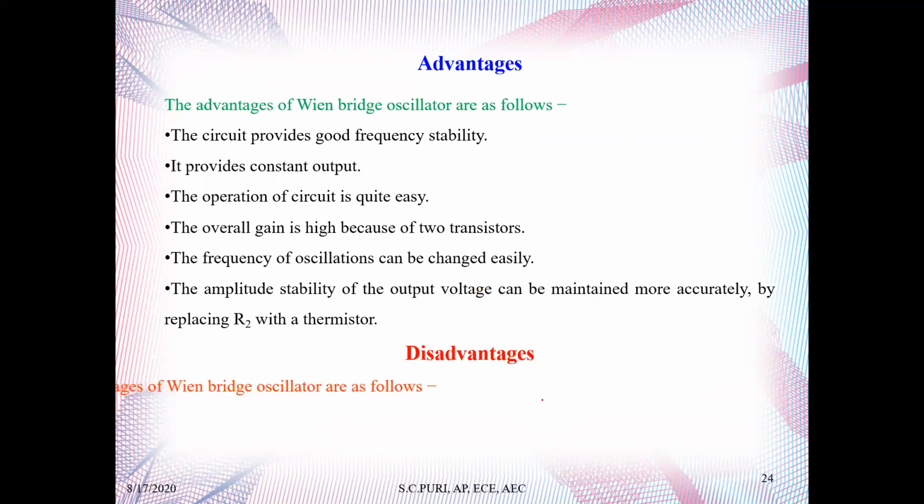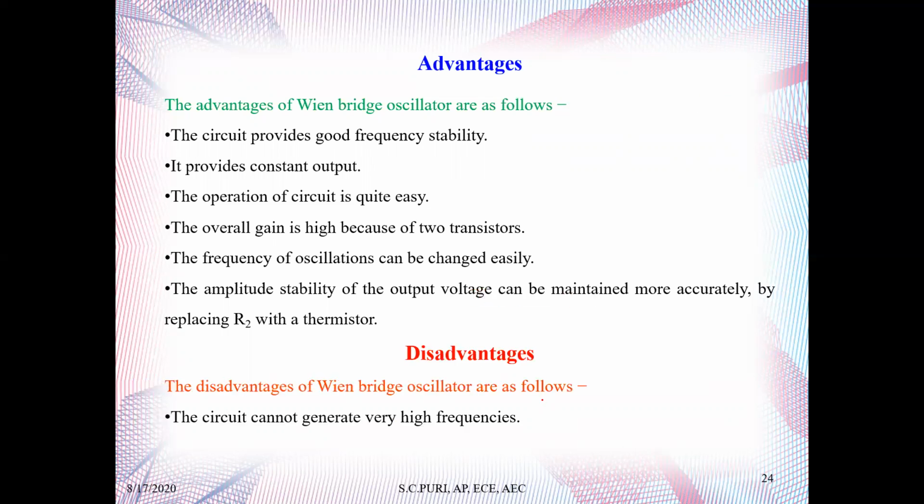Now coming to the disadvantages. The circuit cannot generate very high frequencies. Two transistors and a number of components are required for the circuit construction. That's the greatest disadvantage.